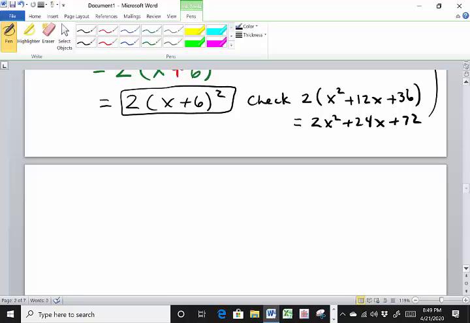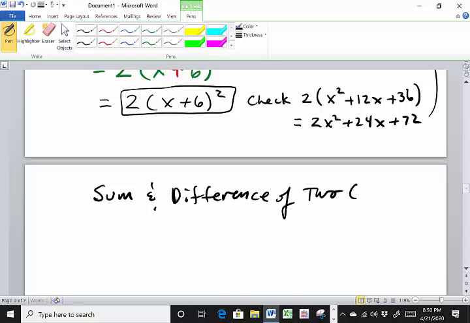All right? So the last thing that we're going to learn out of the special products is going to be the sum and difference of 2 cubes.